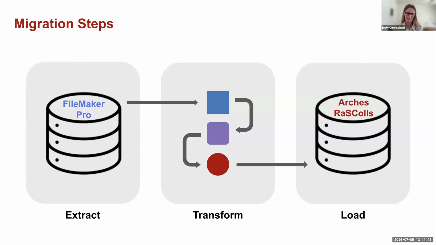As we learned today, ETL stands for extract, transform, load, and this is the three-part process: you pull data out of one system, reshape it to fit a new model, and then load it into a new destination. For RaSColls, this means extracting data from the current FileMaker Pro database, which of course is a relational database, transforming it to align with the RaSColls resource models, and then loading it into Arches. Our team, which includes Annabelle, as well as Eric Kanza, who is usually on these calls but was not able to join today, has been doing this work since 2024.